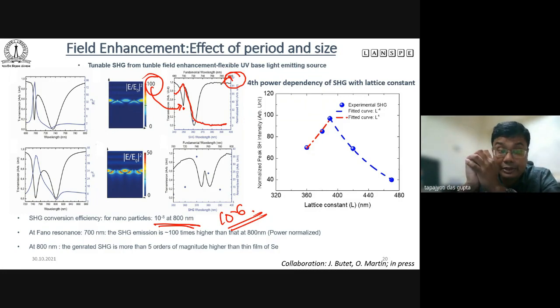That means it's also five orders of magnitude higher than that of the thin film of selenium, and it is comparable with that of those III-V compounds, which is of the order of 10 to the minus 6, 10 to the minus 5. But again, remember, those are good materials for second harmonic generation, and these are amorphous materials. So we can think about making something which is flexible photonics using SHG by this method.